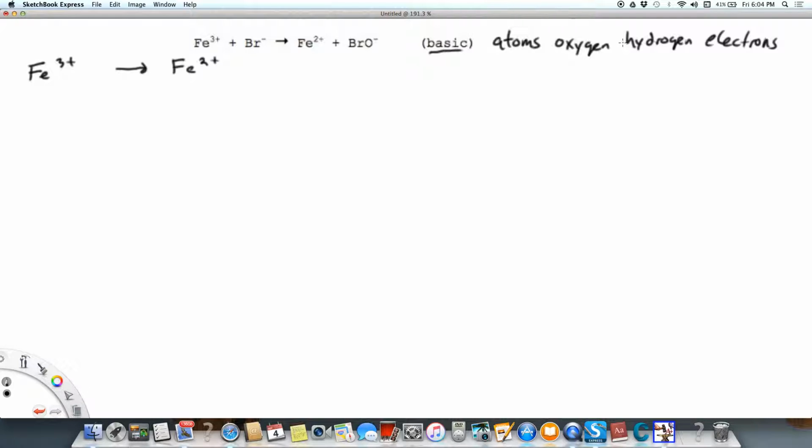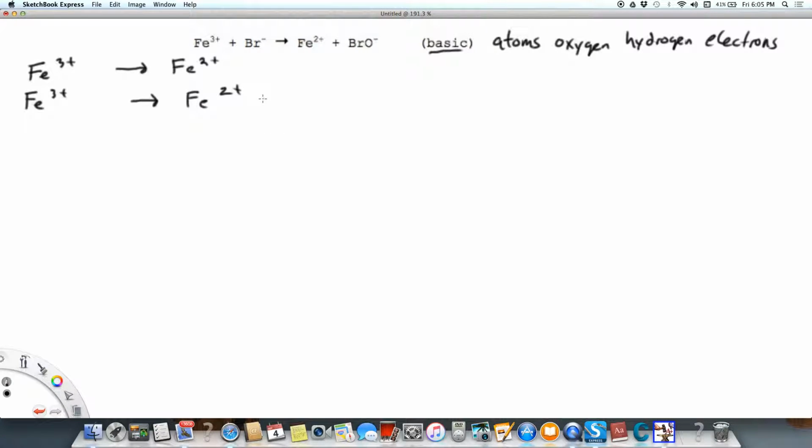But what we do need to see is that this is plus 3 on the left and plus 2 on the right. So the only way we can balance the charge, and we must balance it, is by adding one electron or more. We don't need to make it neutral, but we do need to make it the same net charge on each side. So which side gets an electron? The left side or the right side?